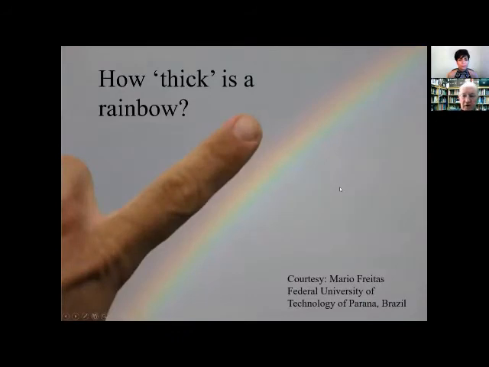Again, referring to how thick a rainbow is. My friend Maria Freitas posted this on ePod, and gave me permission to use it. His finger's about 2 degrees in width. So there we have about 1.5 degrees there.